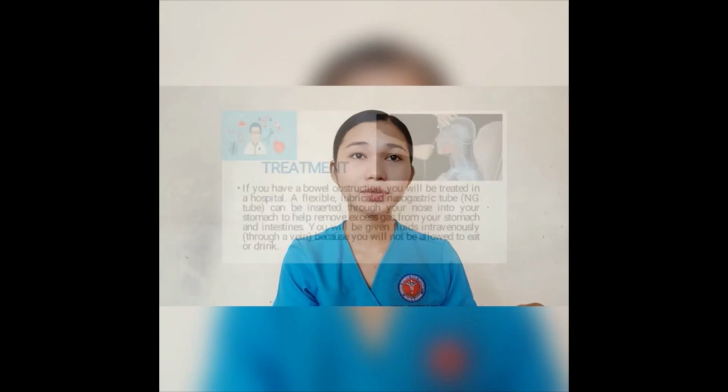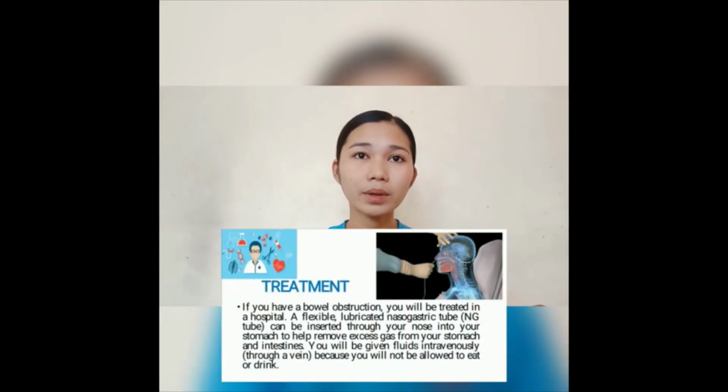So for our treatment, if you have a bowel obstruction, you will be treated in a hospital. A flexible lubricated nasogastric tube or NGT can be inserted through your nose into your stomach to help remove excess gas from your stomach and intestines. You will be given fluids intravenously through a vein because you will not be allowed to eat or drink.